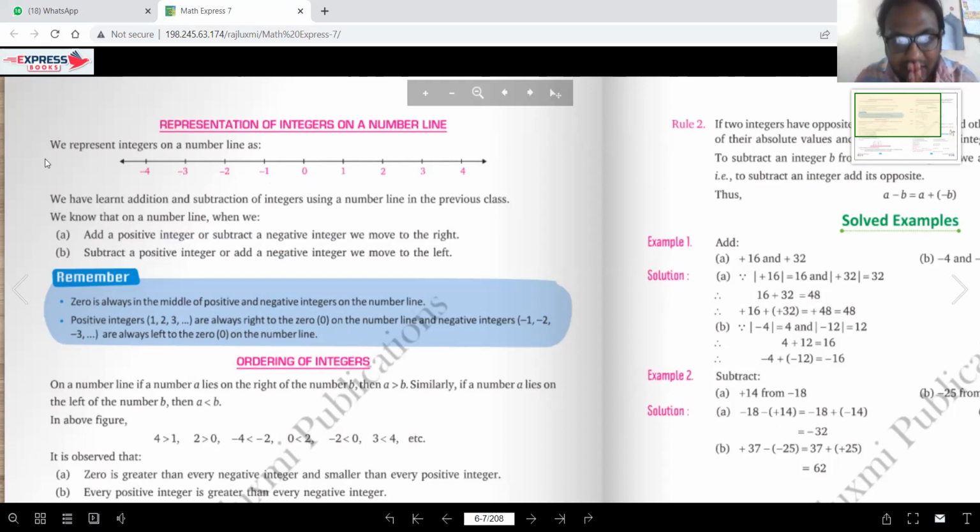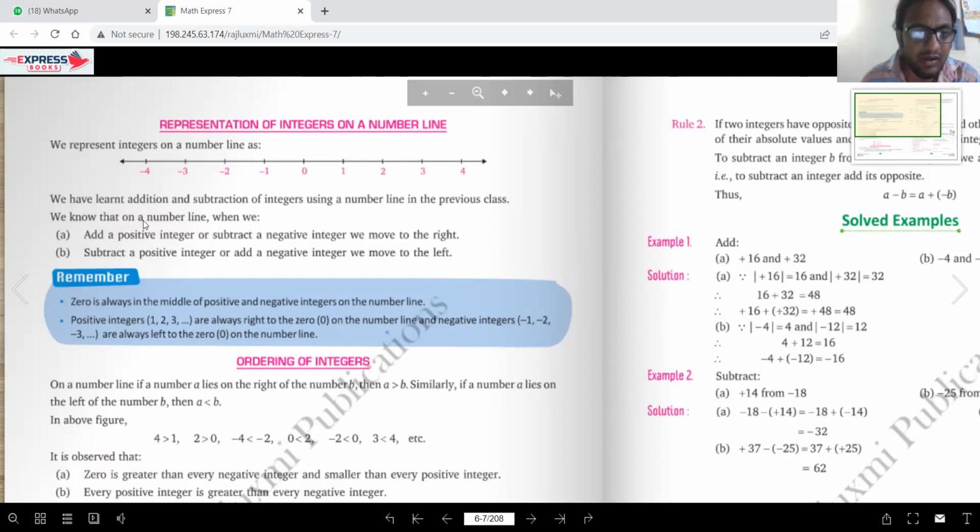And one thing that is very important is that the distances between the integers are equal. That means 0 and 1 have the same distance as 1 and 2. So I think you get the point. We have learned addition and subtraction of integers using the number line in the previous classes. I think you already have an idea about the number line. And if you don't know the idea, then I will teach you again.